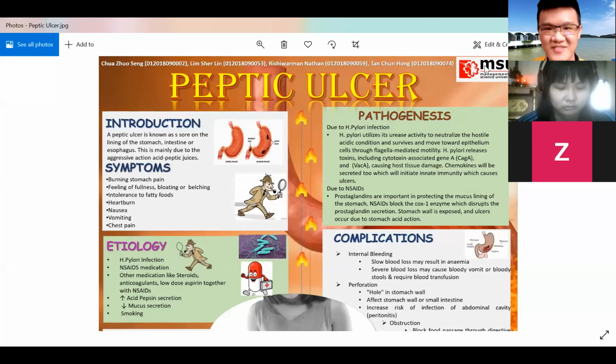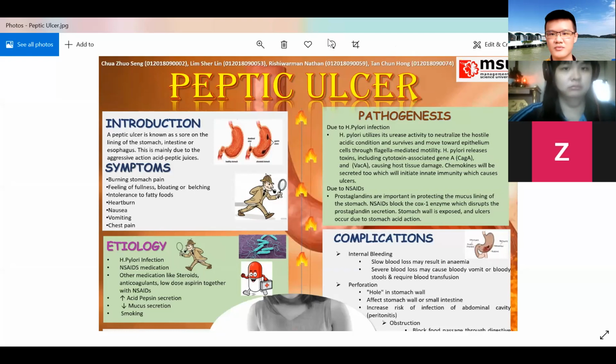A sore or erosions that occur on the lining of the stomach, intestine, or in the esophagus. The main cause of this peptic ulcer is due to the overaction of the acid peptide juice. When your stomach produces a lot of gastric juice, it will actually break down the lining of the stomach and you will form an ulcer. So this is the simple introduction about what is a peptic ulcer.